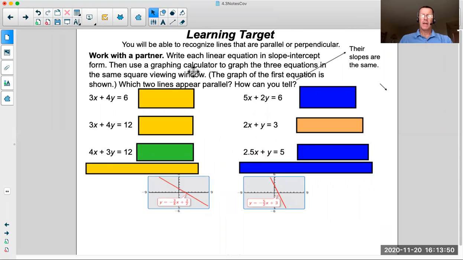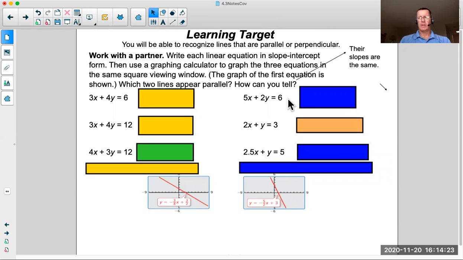Very good. Then I want you to use a graphing calculator. And you can go to Desmos to do this if you want. Remember, go onto Big Ideas, hit the 3 bars in the upper right corner, or you may have it down in Math Tools, but find Math Tools, and then click on Desmos Graphing Calculator. And then graph the 3 equations, these 3, in the same square viewing window. Remember how you can do that. And that way you can find out which 2 are parallel lines. And how could you tell?